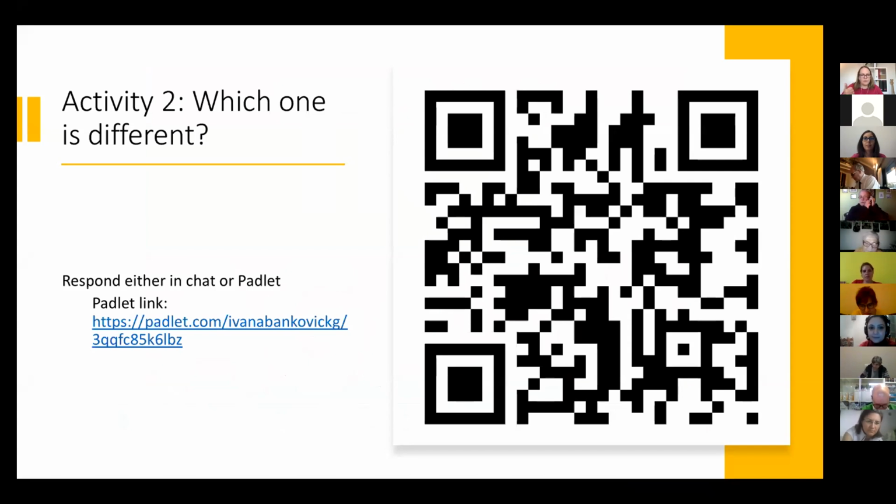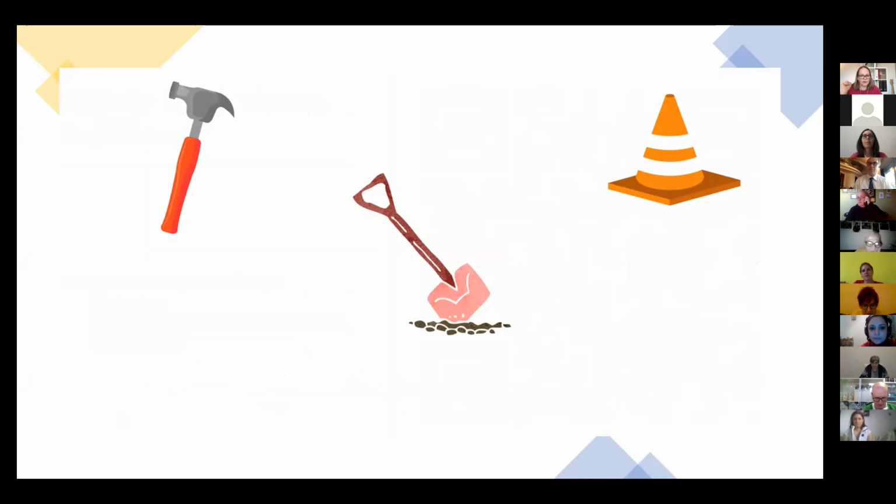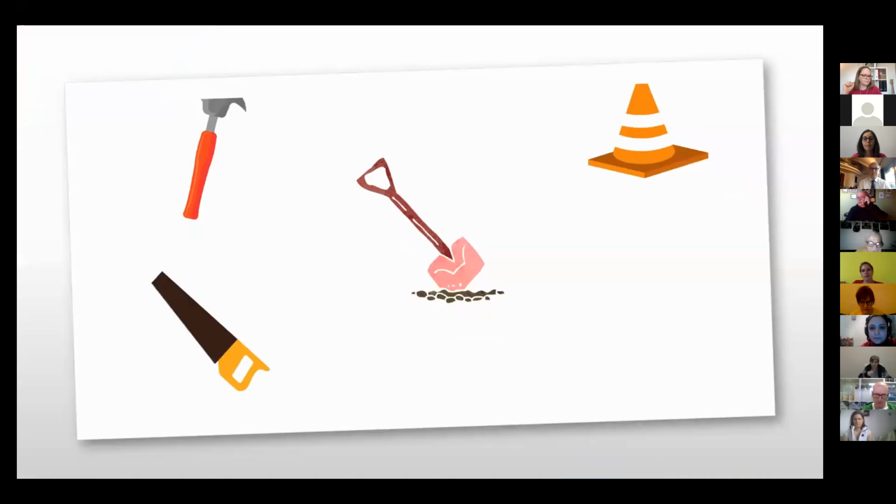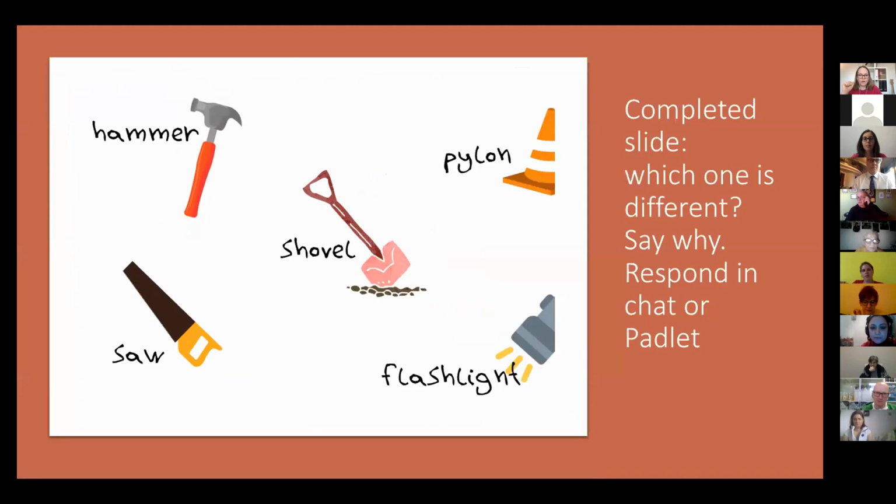Before you submit an answer, we'd like to show you how we created this activity. This was also done in Google Slides, and it's an activity to promote higher order thinking, called Which One Is Different? The first slide is simply 3 photos pasted on: a hammer, a shovel, and a cone. Then we've got 5. And here's the final slide.